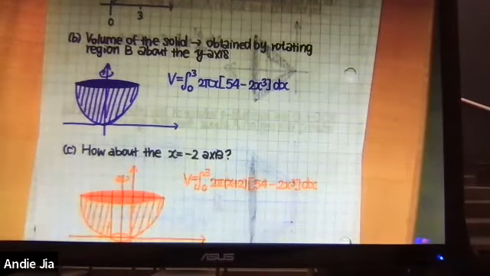So that's all for volume, just how to set up these integrals. And I think that's all for today.